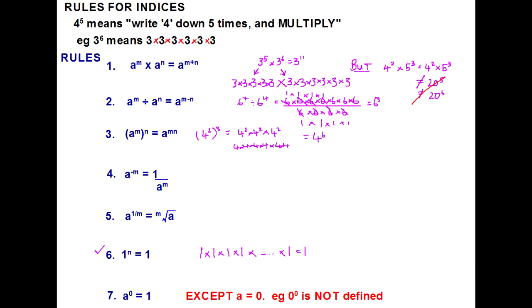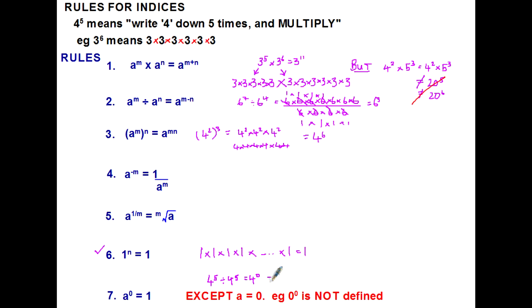And the reason for that is, well, let's think about it. 4 to the power of 5 divided by 4 to the power of 5. What do we do? We use rule 2, where a number to a power divided by a number to a power is that number to the power of the difference. So 5 take away 5 is 0. So 4 to the power of 5 divided by 4 to the power of 5 is 4 to the power of 0 by the second rule.